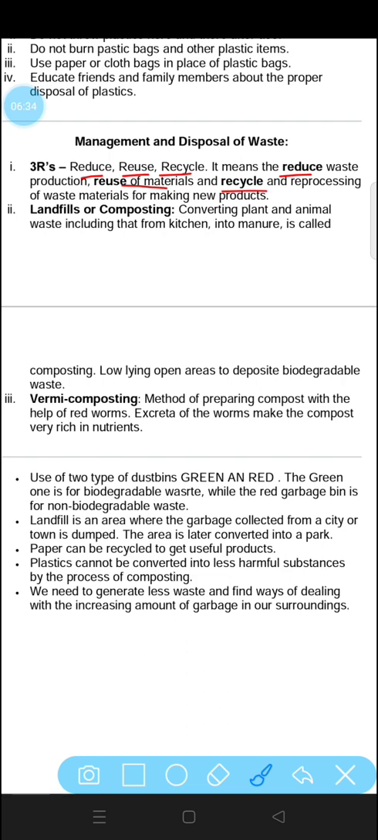Recycle and reprocessing of waste material. The third R is recycle. We should send the different plastic items that we have used for recycling to the garbage pickers so that they can be recycled again.